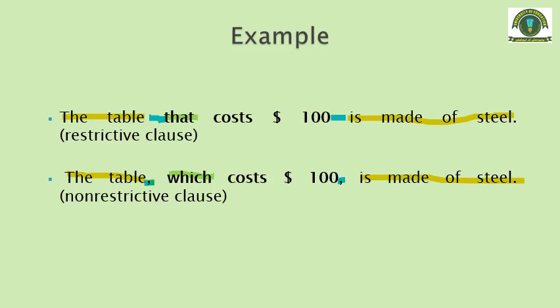Every table that costs $100, every table that costs $100 is made of steel. So they are generalizing tables. They are saying that there can be one table, two tables, or multiple tables. The first one is talking about only one table. The quality of the table is that it costs $100, whereas the second sentence is talking about all the tables that cost $100. Got that? Now I hope you would be able to identify which is a restrictive clause and which one is a non-restrictive clause.